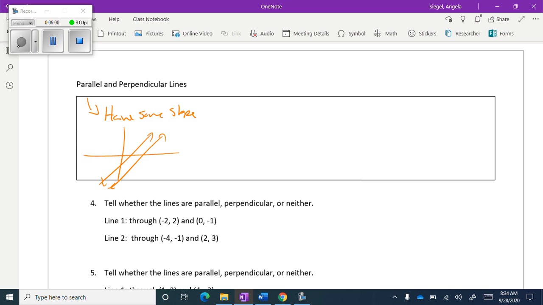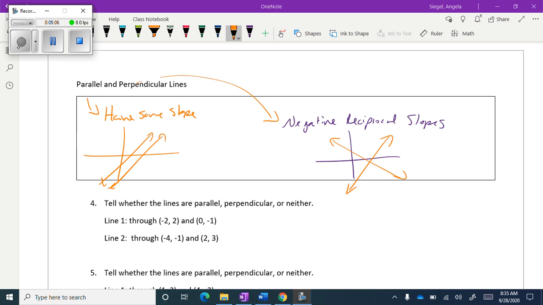Okay, so then we have perpendicular lines. They have negative reciprocal slope. This means that their lines are going to meet at a 90-degree angle. So a negative reciprocal slope, let me give you an example. If the slope is negative 5/7, the perpendicular slope is positive 7/5. So negative and then reciprocal. So change the signs, flip the numbers.